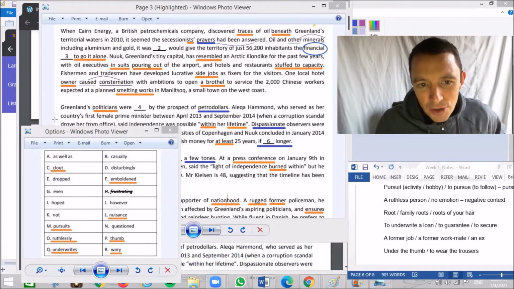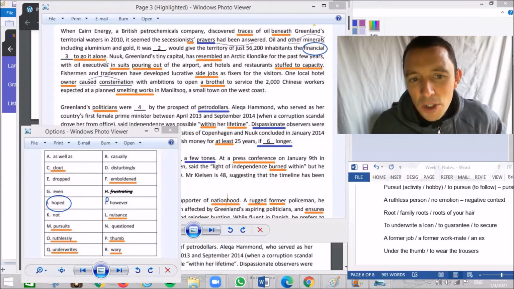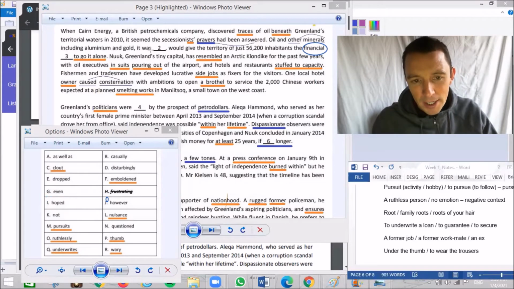So C is 3, and then number 2, it was something, casually, no. A, as well as, I don't think so. J, okay. I think also hoped is perfect for number 2. So it was hoped because they were not certain, they were not sure, it was only a hope. Okay, so very, very good vocabulary.